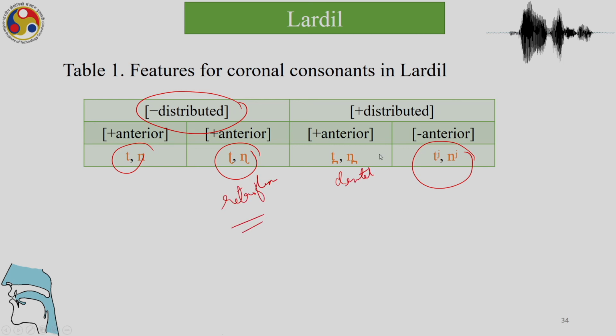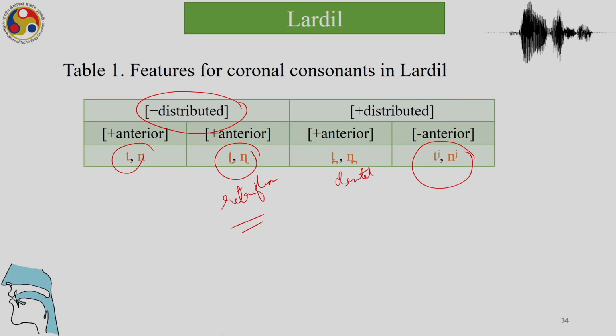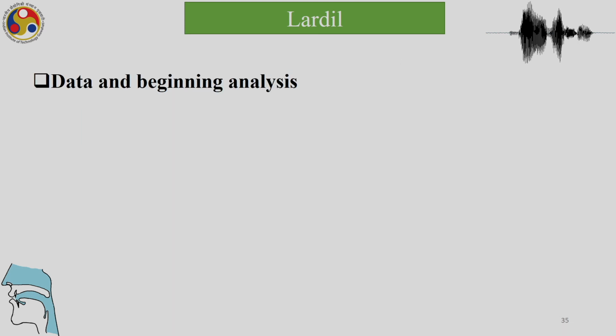So what is important to note here is that among the coronal set, we have both minus distributed and plus distributed, where we have alveolar and retroflexes which are minus distributed and which are both plus anterior as well. But in the plus distributed set, we have the dental and the palatalized consonants. So a big inventory of coronal consonants in Lardil, which can be divided based on their featural properties of minus distributed, plus distributed, and plus and minus anterior.